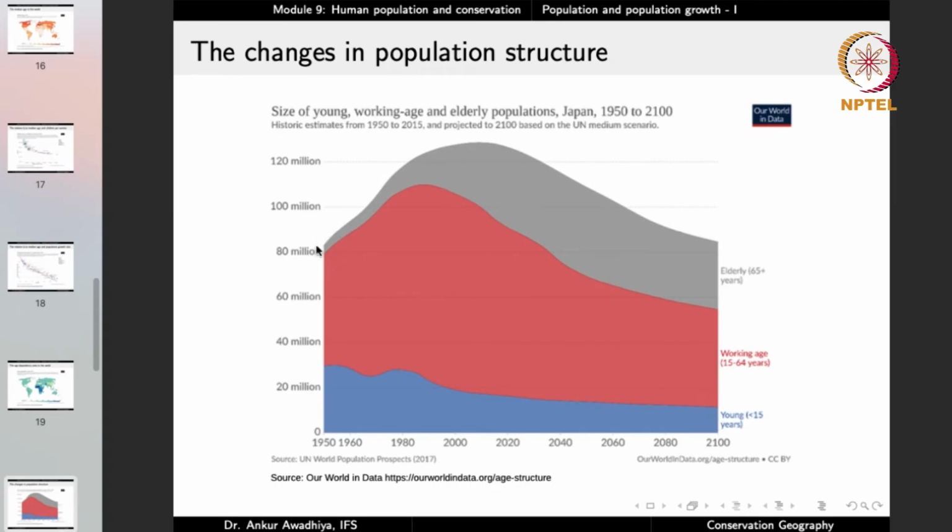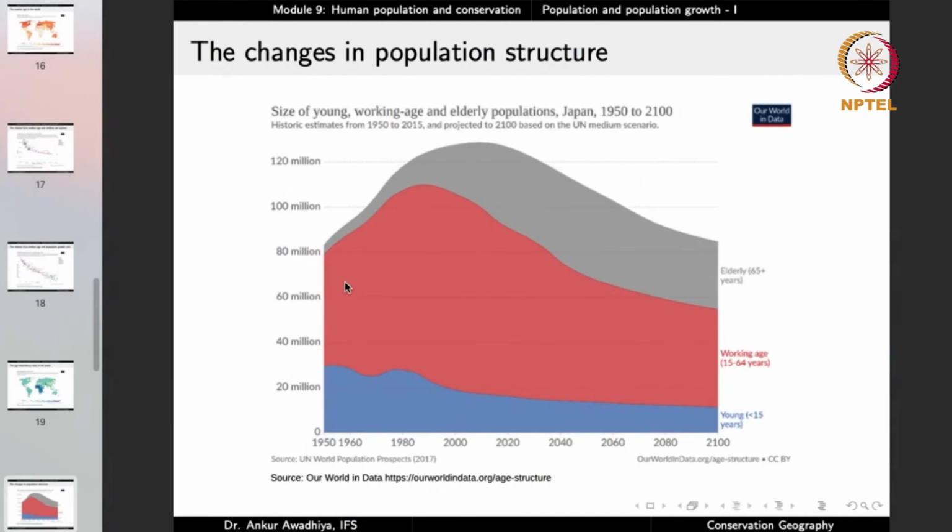The elderly population was very minuscule in the 1950s, but it has been increasing with time. And today it is roughly 30 million people. So the population age characteristics change with time. And with that, the dependency ratio also changes with time.